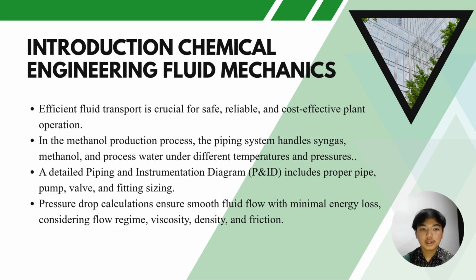So for the introduction, chemical engineering fluid mechanics: efficient fluid transport is crucial for safe, reliable, and cost-effective plant operation. In the methanol production process, the piping system handles syngas, methanol, and process water under different temperatures and pressures. A piping and instrumentation diagram (P&ID) includes proper pipe, pump, valve, and fitting sizes. Pressure drop calculation ensures smooth fluid flow with minimal energy loss, considering flow regime, viscosity, density, and friction.